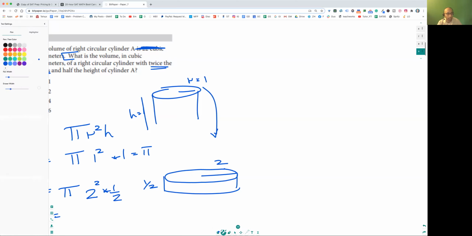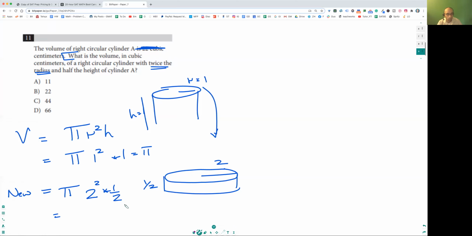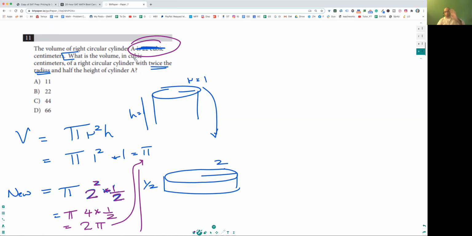Let me use a different ink here. So you used 2 squared times a half. That's your new volume. That's going to be pi times 4 times half. 4 times half is 2, so you write down 2 pi. Now you compare this with the original. Don't worry about the 22 cubic centimeters right now. That's meant to confuse you. That's the goal of this test.